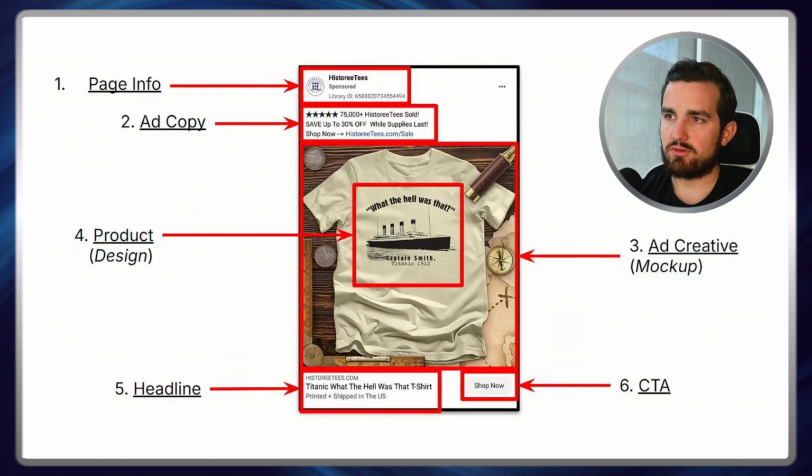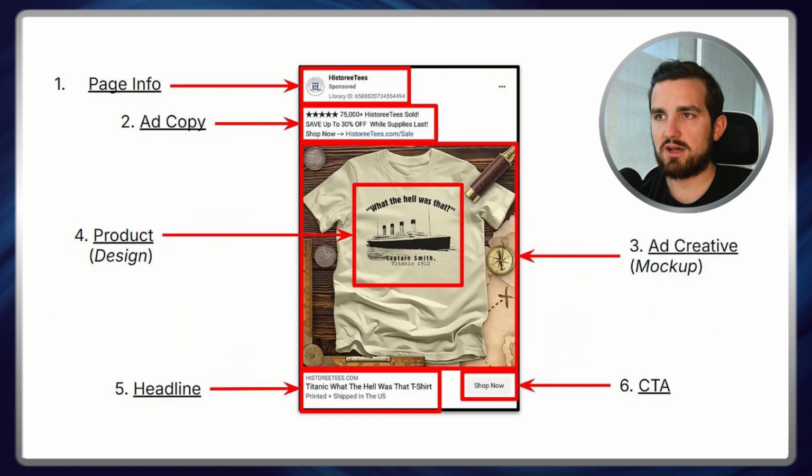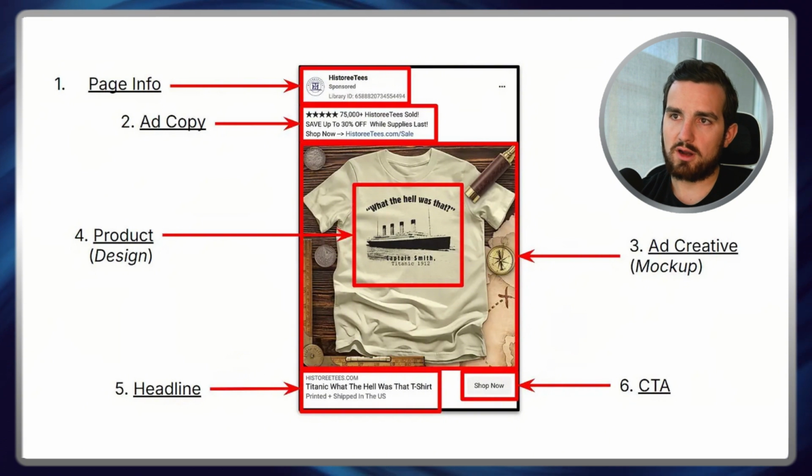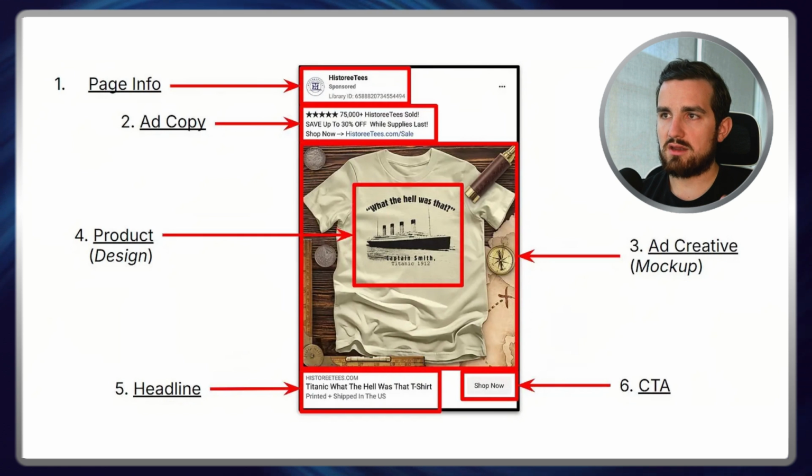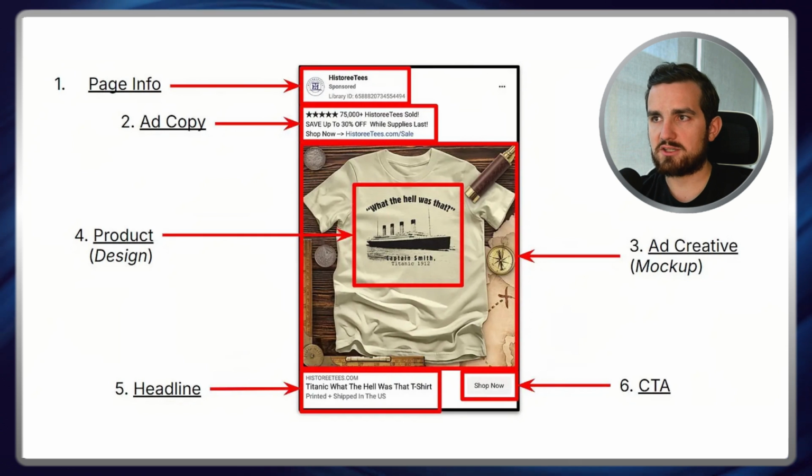Next, we have our ad creative, which is the entire ad image, or you could have videos, slideshows, a lot of different options. In this case, we had just a very simple flat lay mockup. That is the way that we display the product, which is number 4. And the product, in this case, our design, should be centrally located, very easy to read, especially in the case of History Tees. We had a lot of text-based designs.